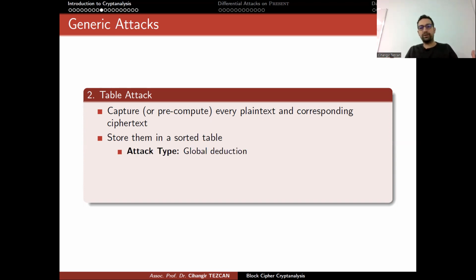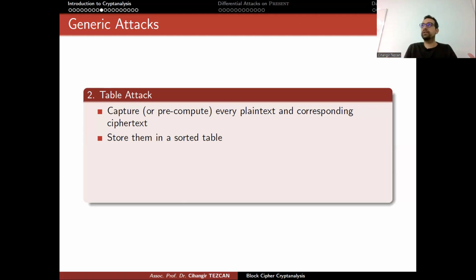You store them in a sorted table. So, for instance, since you already know all of them, you sort it with respect to the ciphertext. Whenever you capture a ciphertext, you just look at that table and see what it belongs to in plaintext. Or you can do the opposite. If you sort the table with respect to plaintext, assume that you want to forge a message without knowing the secret key, you will just look at the plaintext block and create the ciphertext, okay?